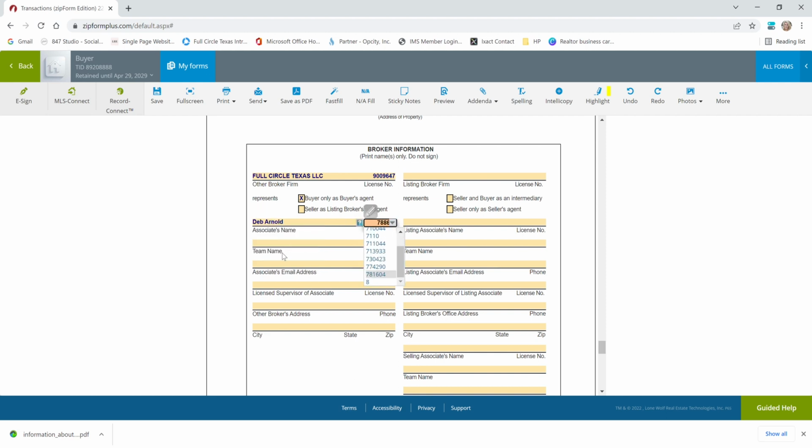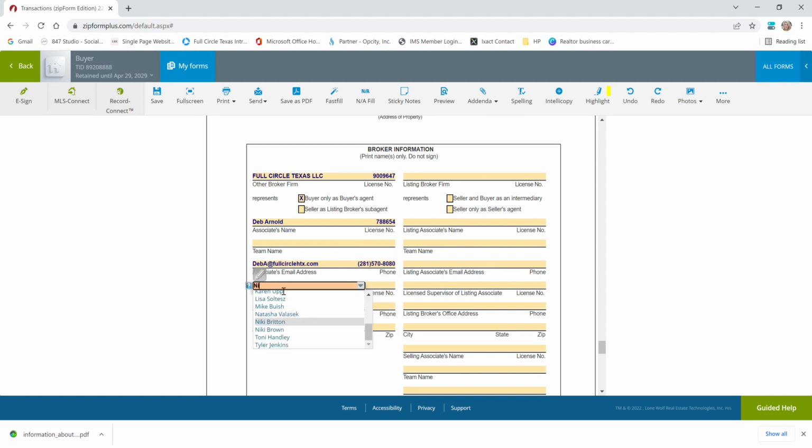Associate's email address. You need to make sure that you are filling out every single one of these pieces. You cannot leave any of these out on your contract. When I go to check them later, I will have to send them back to you. Licensed supervisor. Make sure that you are putting me or any of the managers that are helping you, and you have to put our address. And our phone number.